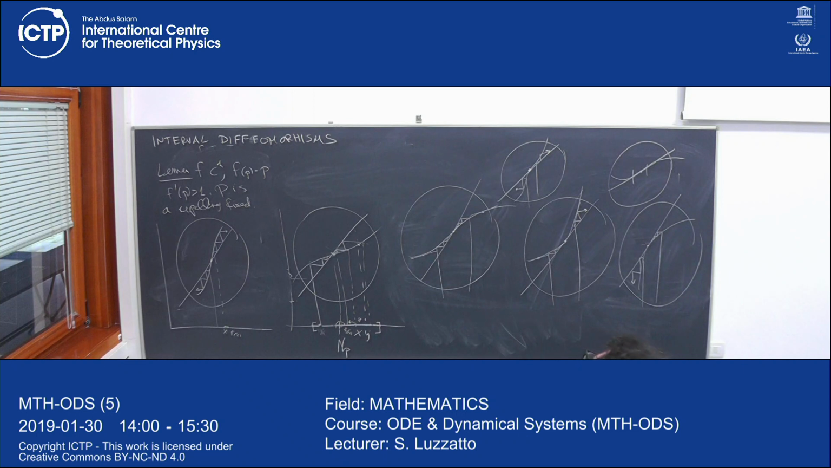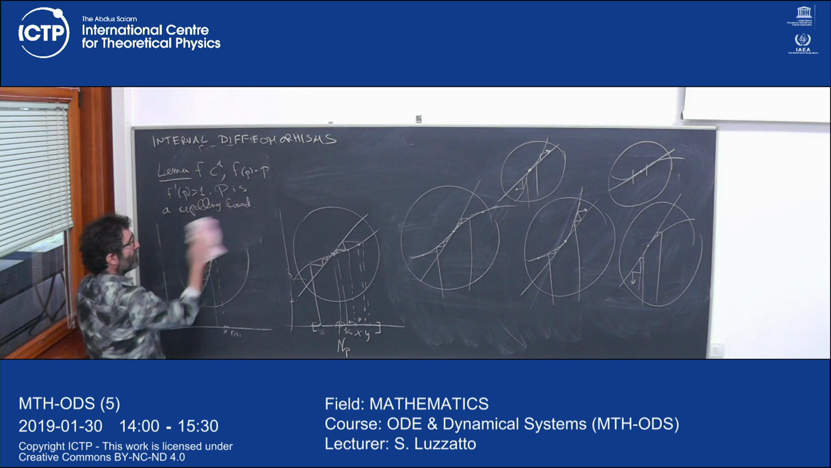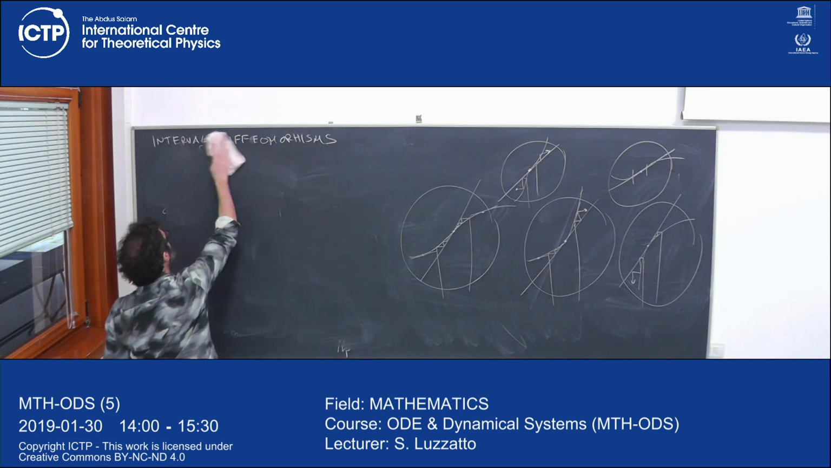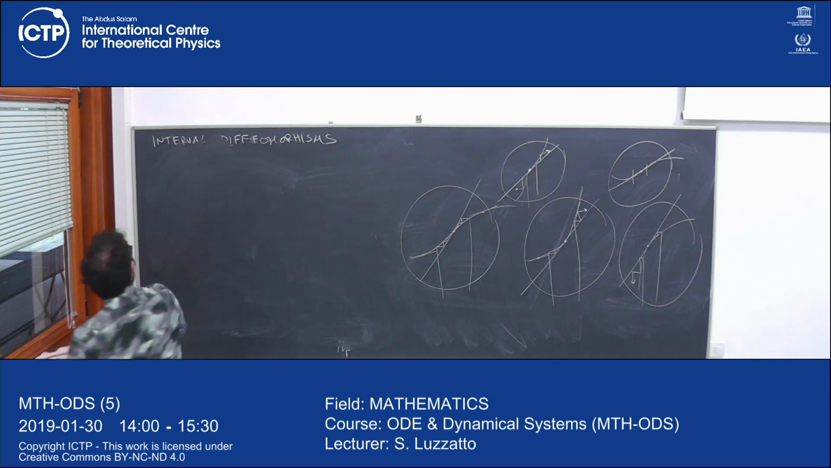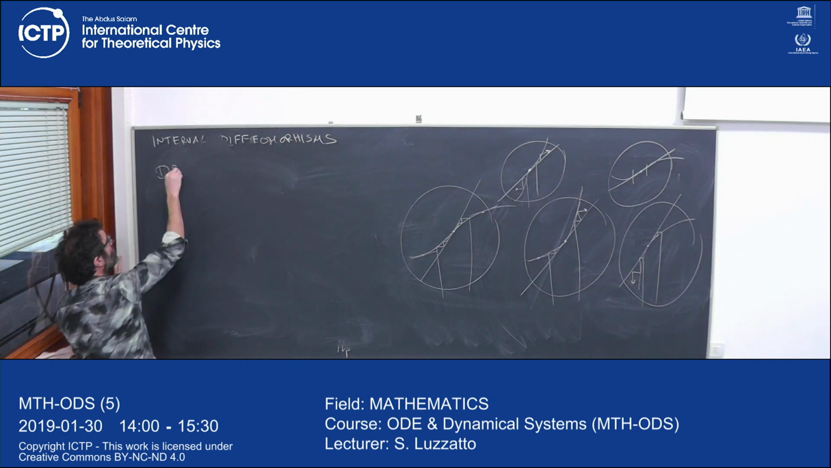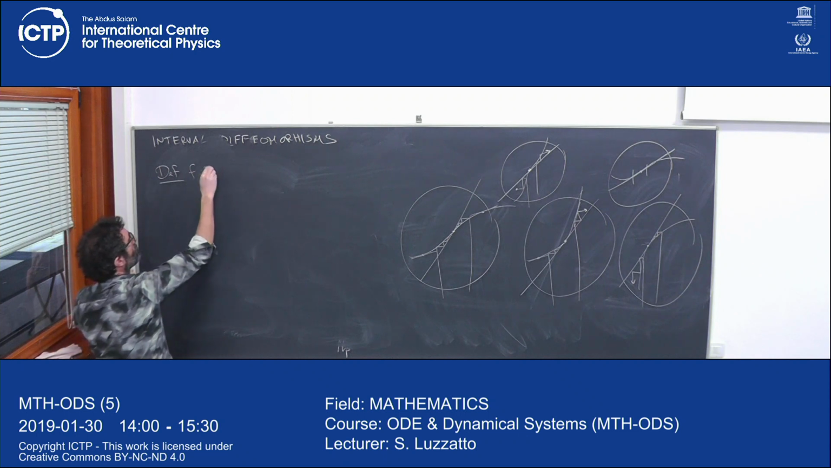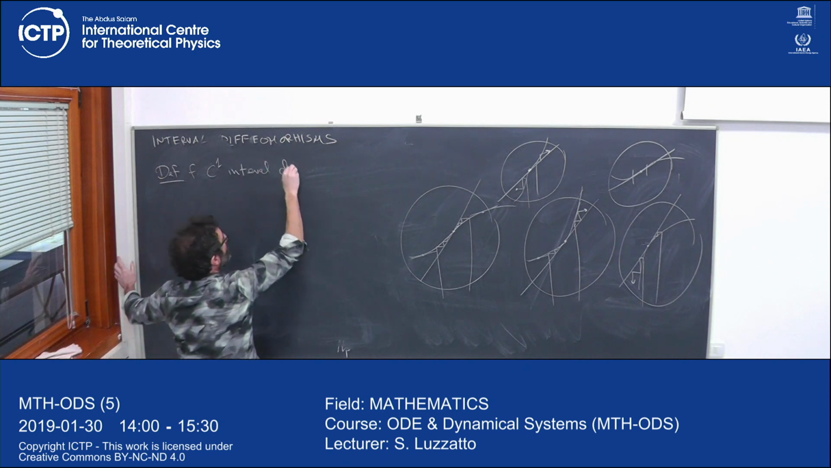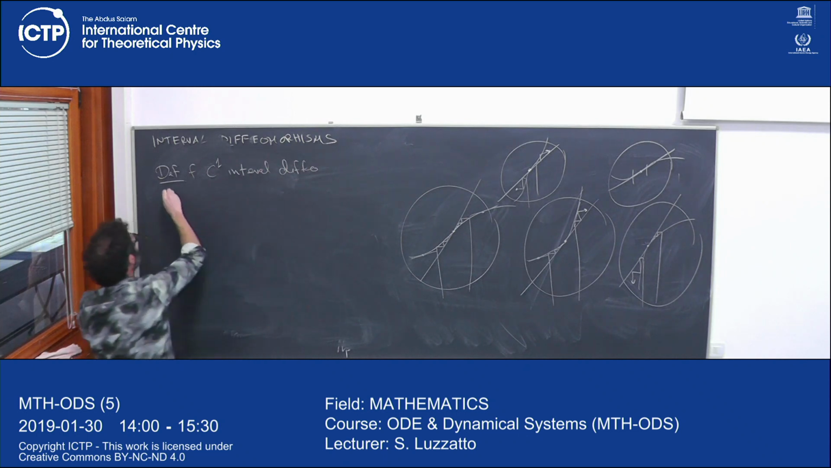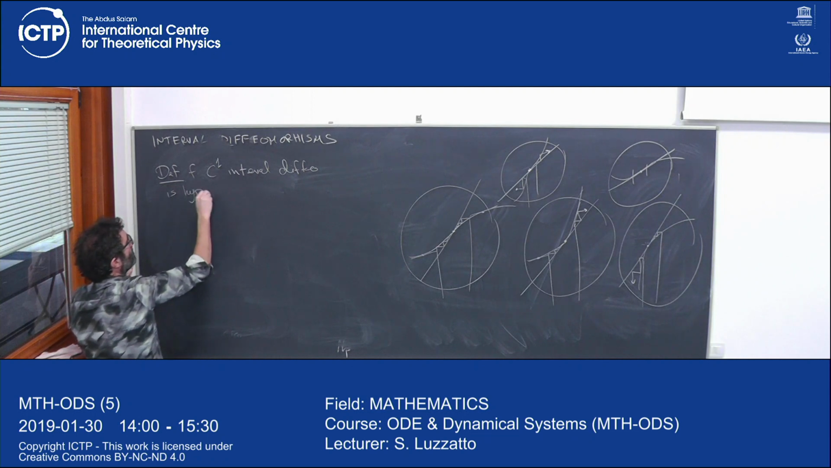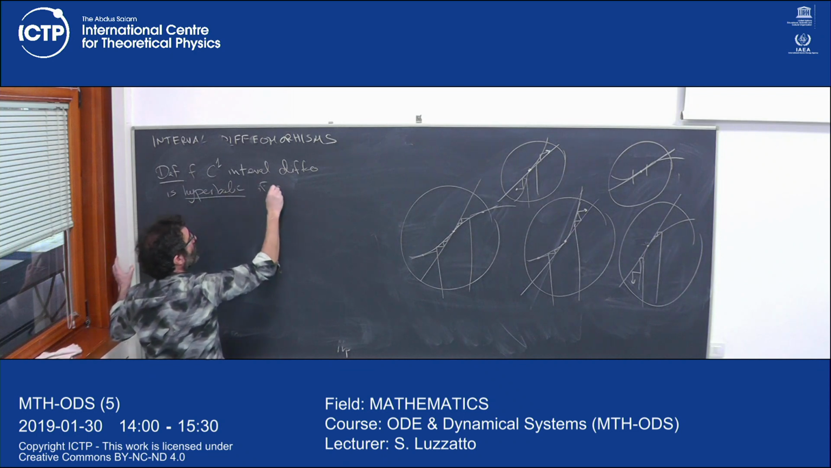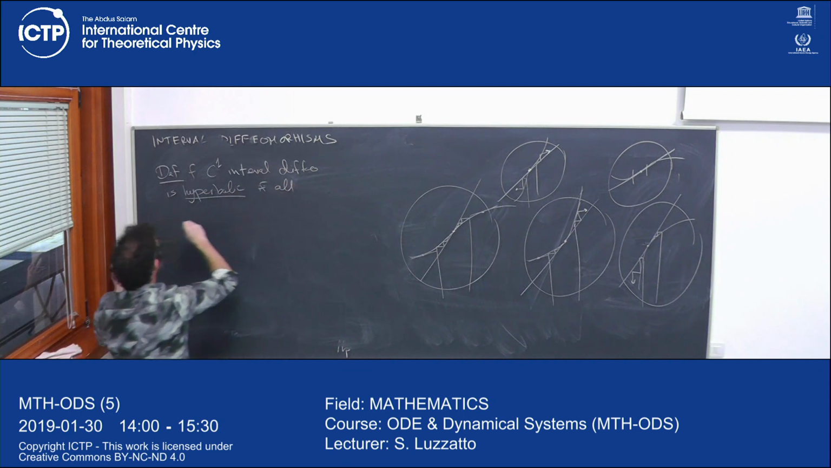Okay, so why are hyperbolic fixed points important? First of all, because just by looking at the point you can tell if they're attracting or repelling. And let's make a definition. Definition: a C1 interval diffeomorphism F is hyperbolic if all its fixed points are hyperbolic.